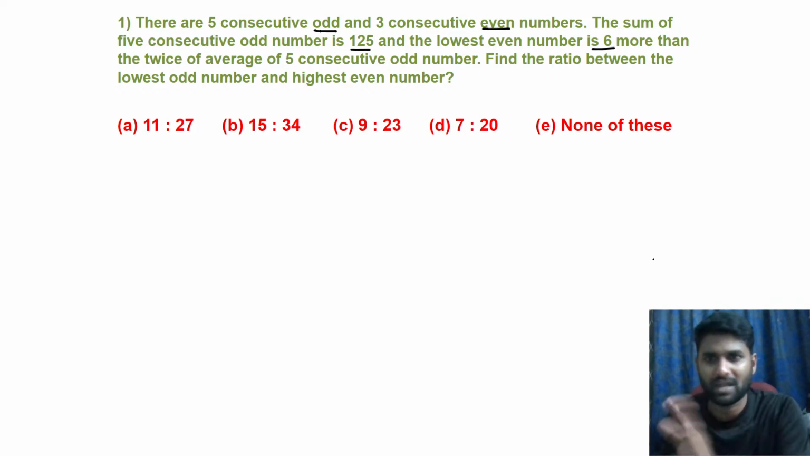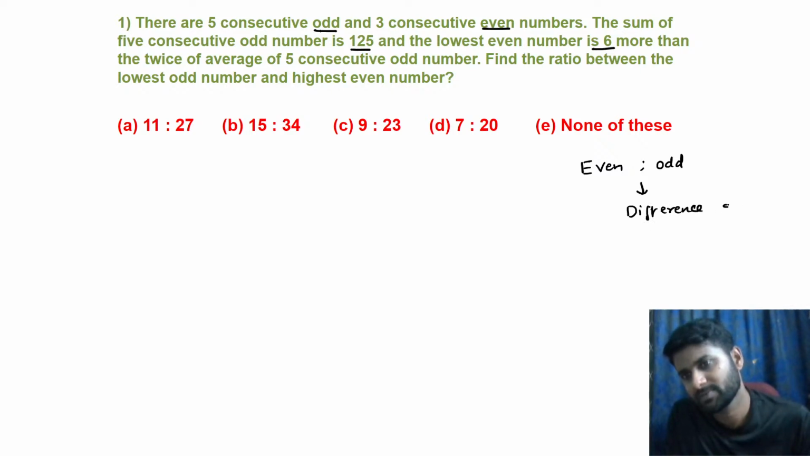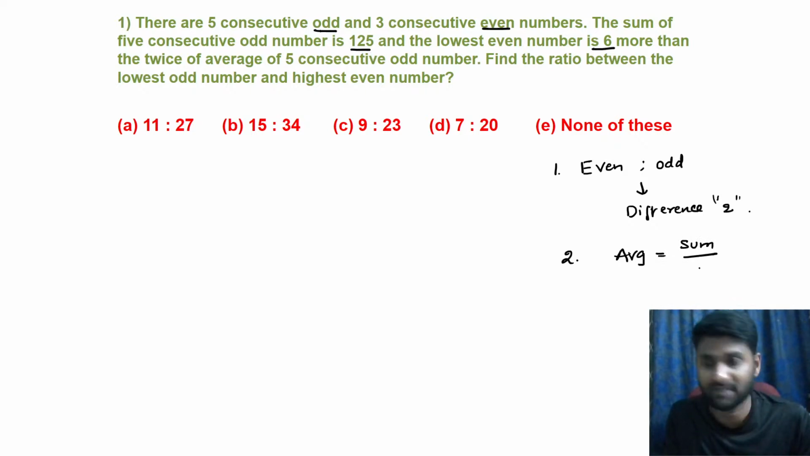Now, I will revise the most important information here. First, either even numbers or odd numbers, the difference between number to number is 2. That is 1 point. And second, our question is related to average. You already know that average can be calculated as sum of observations divided by number of observations.